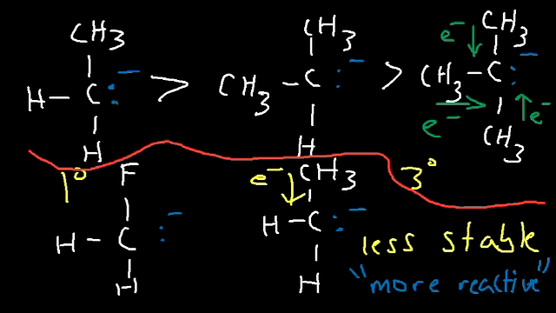Now, the fluorine atom is electronegative, so it likes to pull electron density toward itself. Therefore, it neutralizes the carbanion. It makes it more stable and therefore less reactive. So electron withdrawing groups stabilize carbanions. Electron donating groups stabilize carbocations, or any electrophile for that matter.